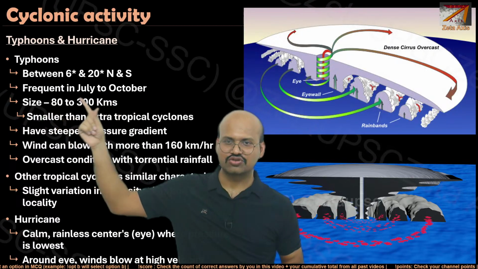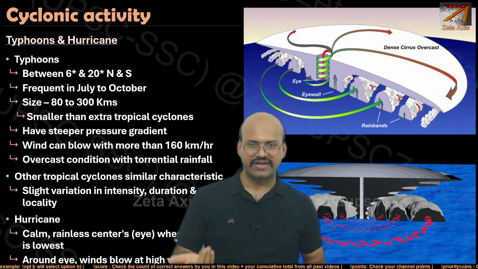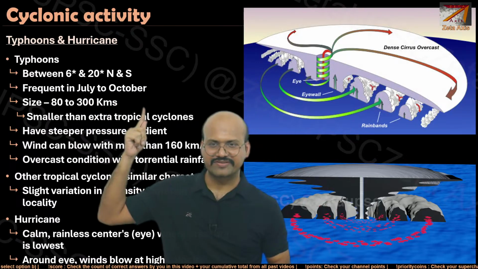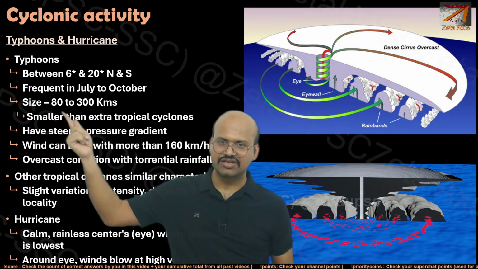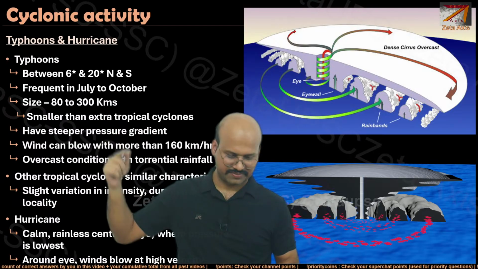They are frequent in July to October. There is wide variability. They can also occur outside these periods. Their size is generally 80 to 300 kilometers.